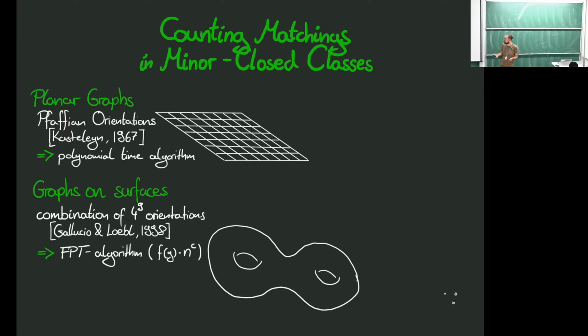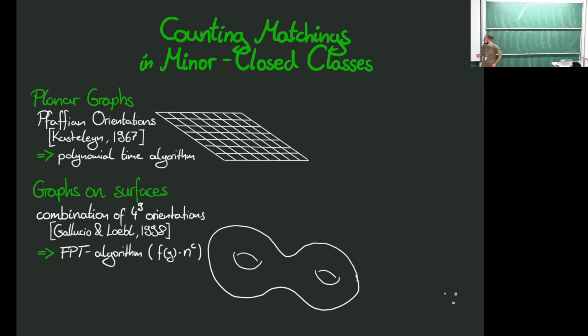The first proof of this was found by Galluccio and Loebl in 89, so quite some time later. And what they do is, instead of using one determinant, they produce a number of orientations, namely 4 to the g many, use all of these determinants and build a linear combination of the determinants to produce the number of perfect matchings.